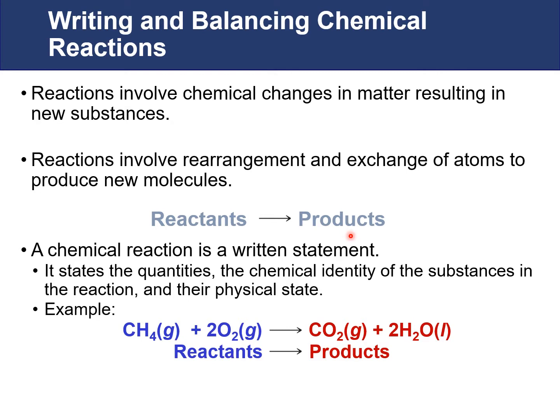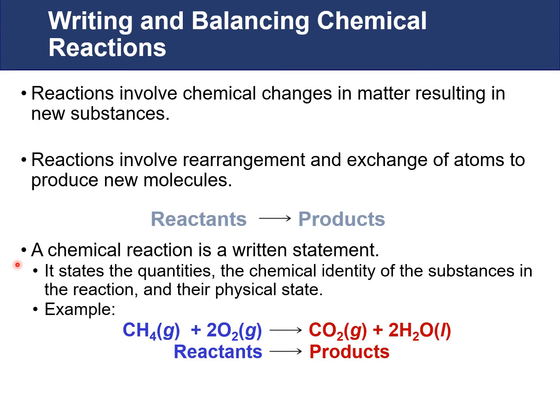products. So in a chemical reaction, the starting materials are called reactants. The ending material is going to be called products. A chemical reaction is essentially a written statement. It states the quantities, the chemical identities of the substances in the reaction, and their physical states.